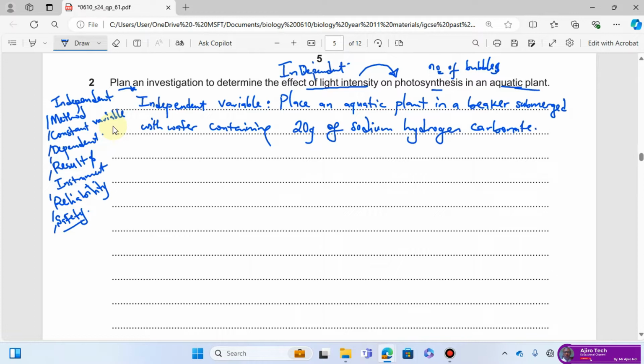For photosynthesis, there are several factors that can limit or affect the rate of photosynthesis. Light intensity is what we are looking at. Other things that can affect it are carbon dioxide concentration, amount of water available, and temperature. So we have to keep all other factors constant. All right, now let's go to the method.